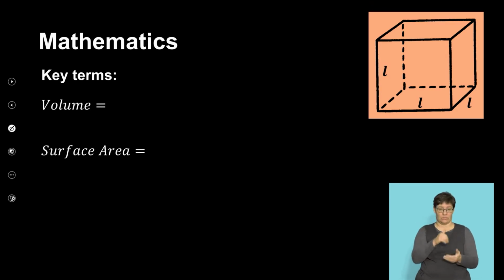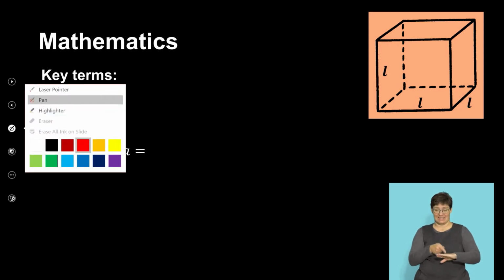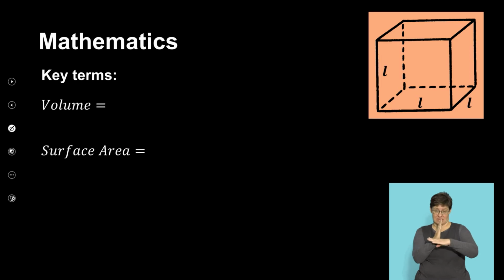For a cube, we've discussed previously that the volume is the area of the base times the perpendicular height. So the volume of this cube is L cubed.